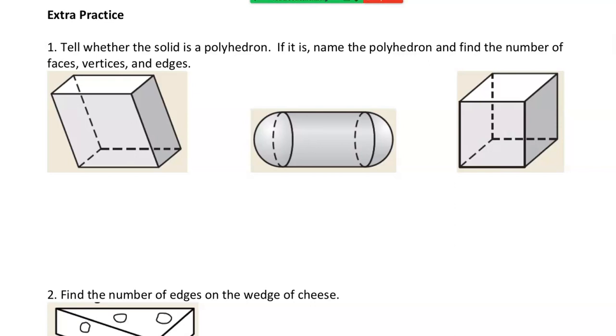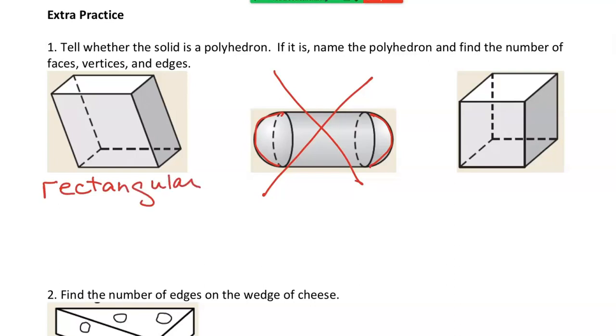Okay, on this page, what we're going to do is figure out whether the shape is a polyhedron or not. So what I want you to notice right away is this curved edge. If you have curved edges, it cannot be a polyhedron, so you can eliminate that. This shape is a rectangular prism.